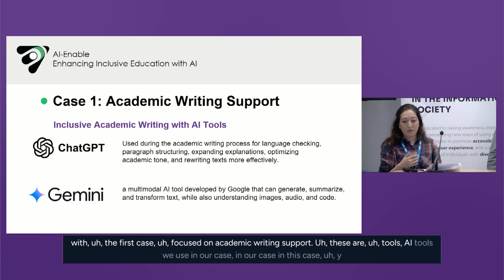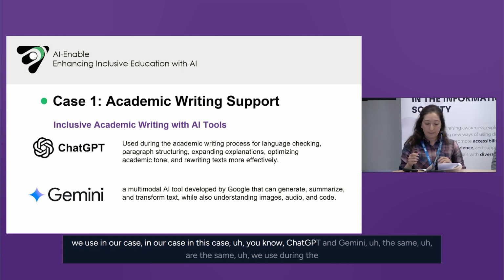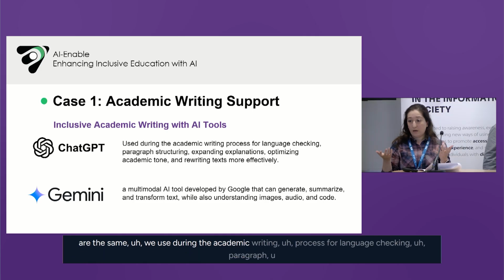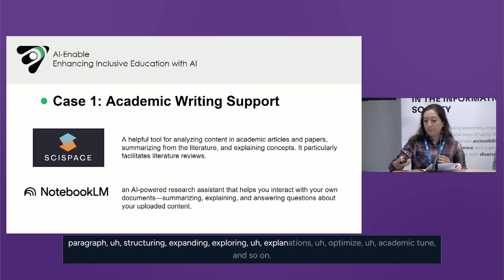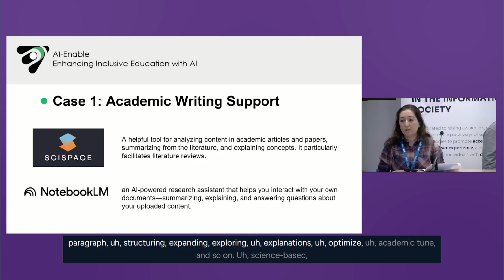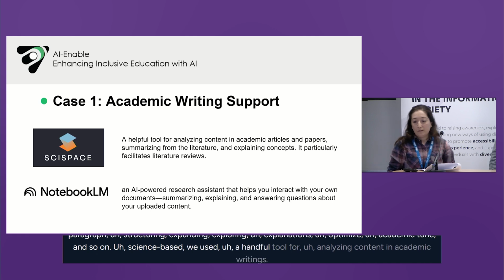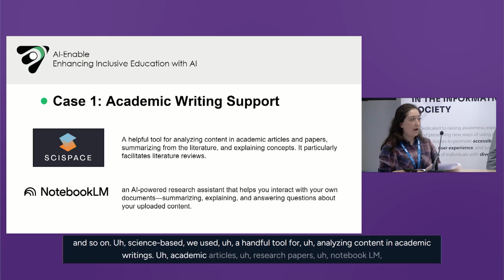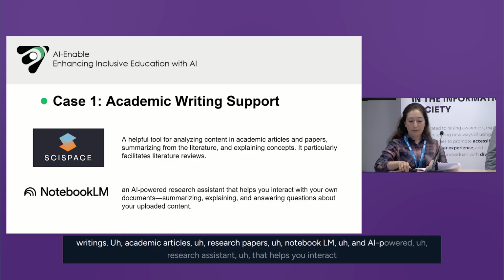ChatGPT and Gemini are the same. We use them during the academic writing process for language checking, paragraph structuring, expanding explanations, optimizing academic tone, and so on. SciSpace we use, a helpful tool for analyzing content in academic writings, academic articles, research papers. NotebookLM, an AI-powered research assistant that helps you interact with your own documents.